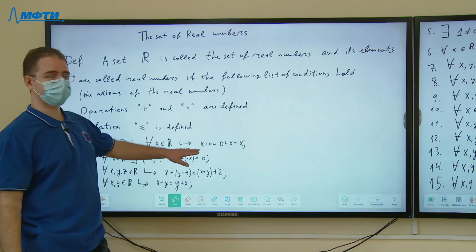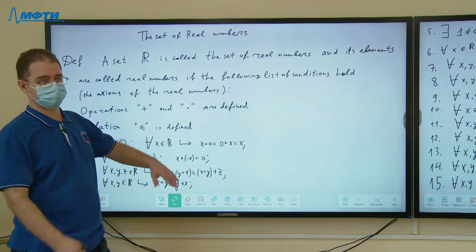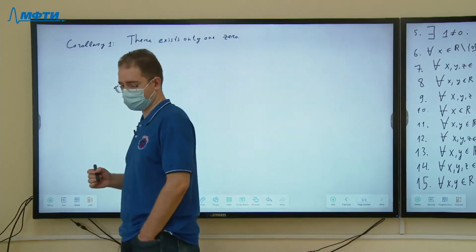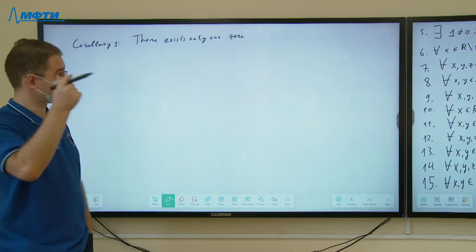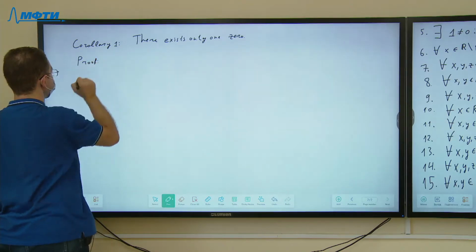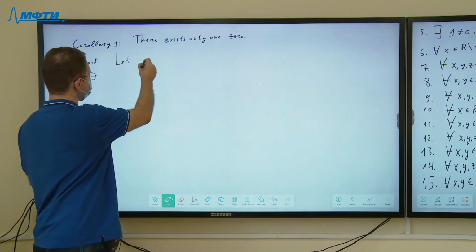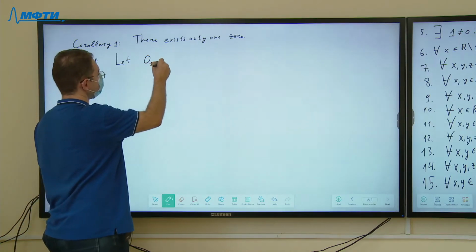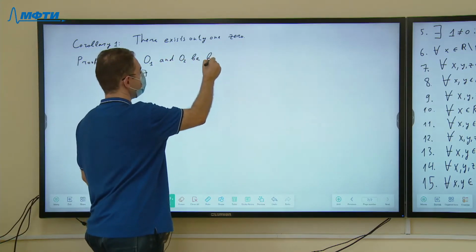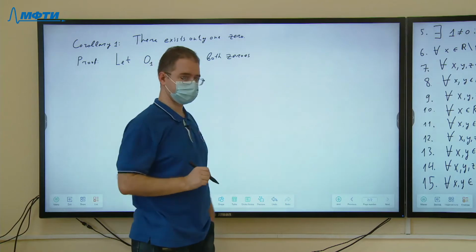But what if there are more than one 0? What if maybe there are 2 zeros, or maybe even more. So let's prove it, that there is only one. Proof. Let O1 and O2 be both zeros.